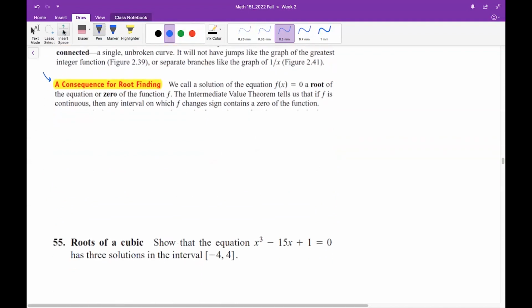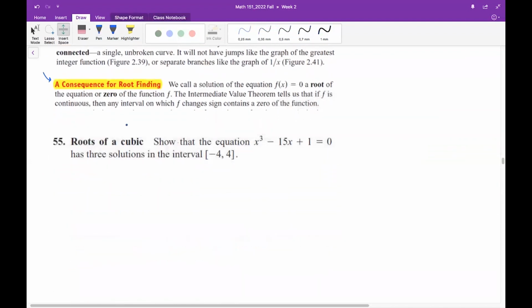So let me show you an example of how we use the intermediate value theorem to prove that your function has roots. Show that the equation, there is this equation here, has 3 solutions, in other words, 3 roots in this interval. Such points are called roots of your equation, as we mentioned before, or you may call them zeros of your function too. So solutions, roots, zeros, they all mean the same thing.